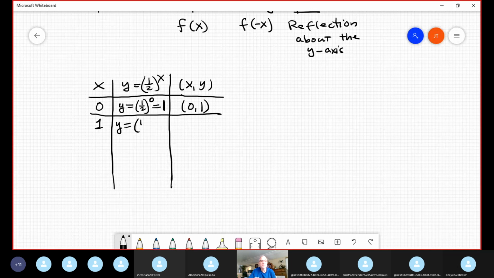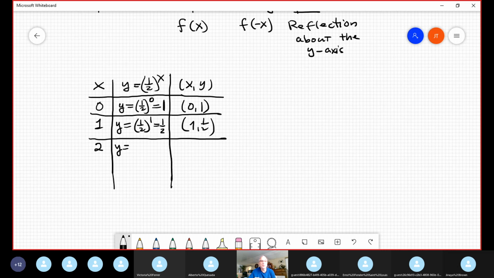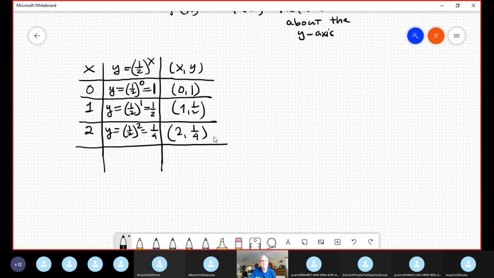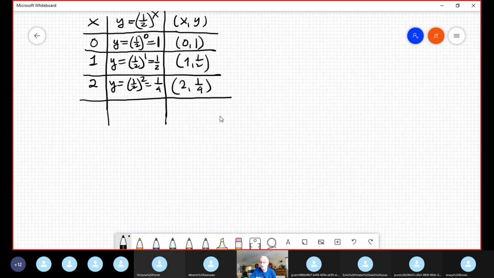Suppose 1. Y is 1/2 raised to the 1 power. It's 1/2. The point is 1, 1/2. Suppose 2. Y is equal to 1/2 raised to the 2nd power, and that is 1/4. The point is 2, 1/4. Nice. So far, it's clear. Everyone understand very well. Now, let's see negative numbers.